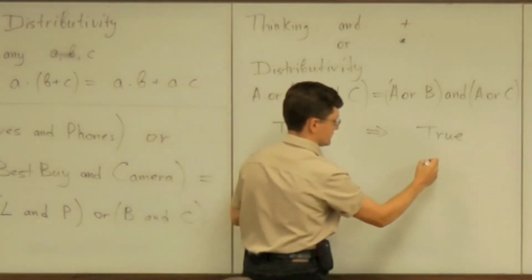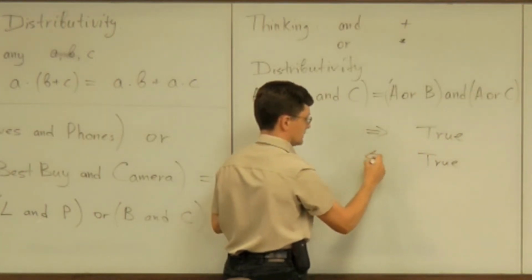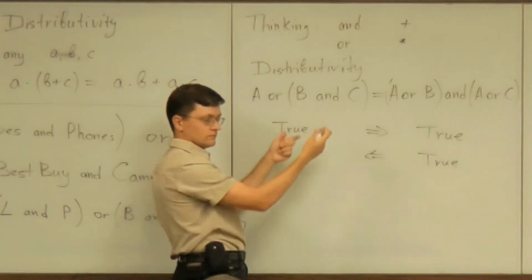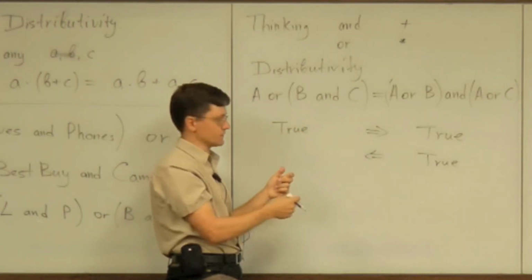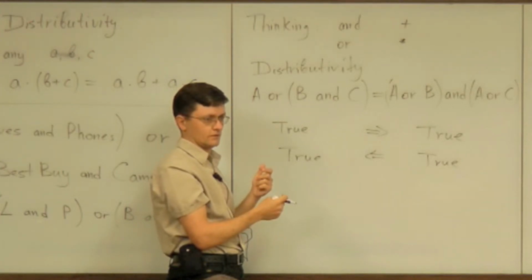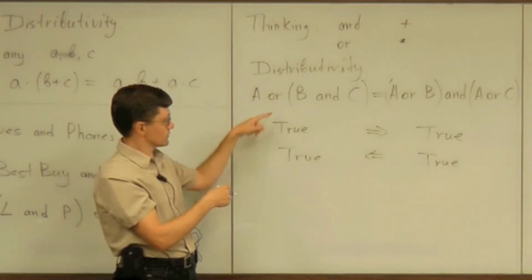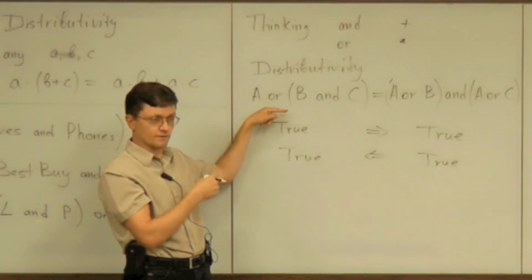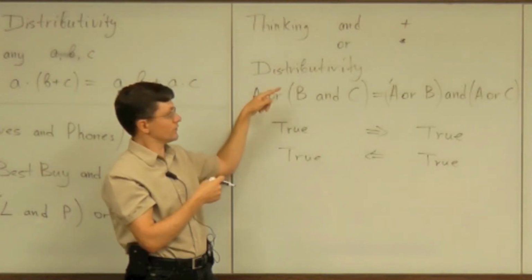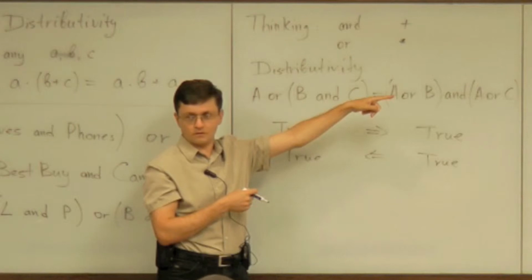And then we have to check the converse. If that is true, would it mean that this is true? And you just do some analysis and verify, yes, it is true. And that confirms that the distributivity law holds true, if you think of those operators in a non-standard way.